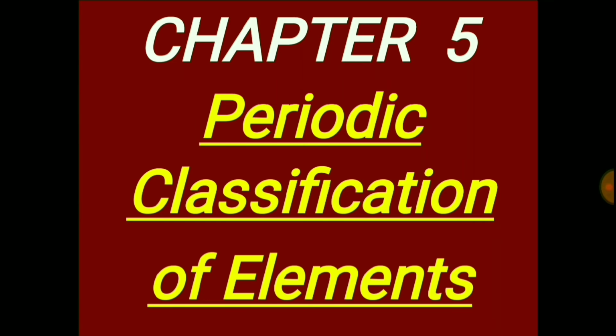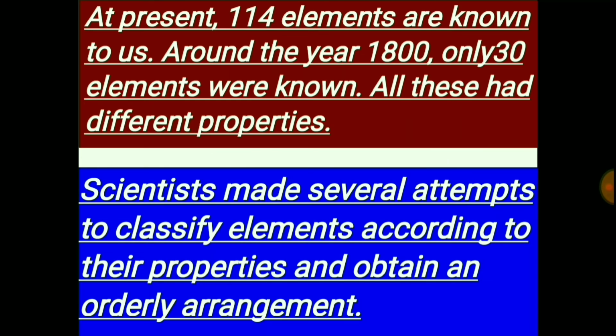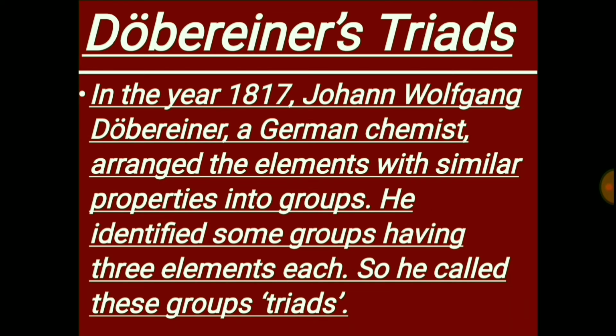Today we are going to start chapter number 5, Periodic Classification of Elements. At present, 114 elements are known to us. Around the year 1800, only 30 elements were known. All these had different properties. Scientists made several attempts to classify elements according to their properties and obtain an orderly arrangement.